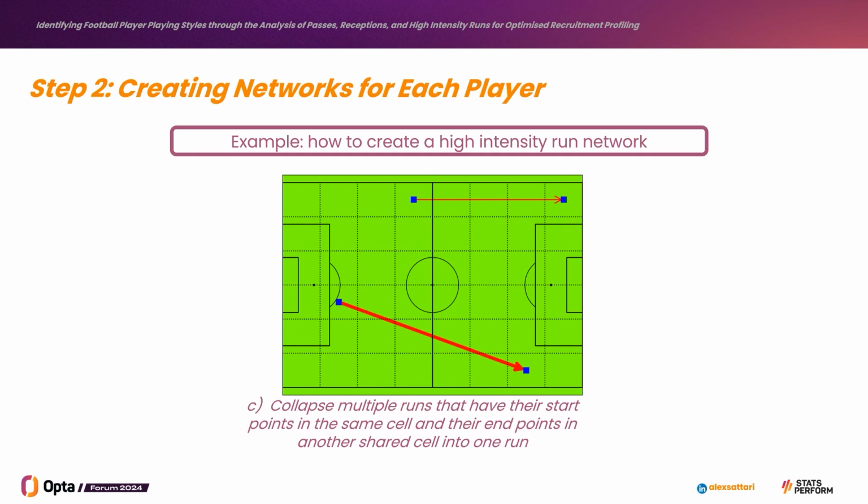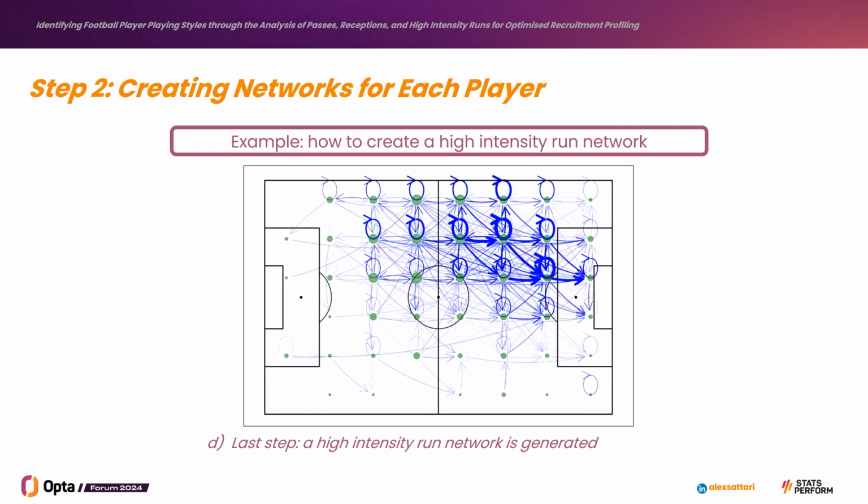Then what we do is collapse all the runs into one vector if they share the same initial and the same ending cell. And the thickness of the arrow shows how many runs are in those connections. For example, the bottom shows a thicker arrow because there were 2 runs between the corresponding cells. And then we keep adding more and more runs into this. Then we come up with something like this, which is, for example, the in-possession high-intensity runs of a player. It shows that he does a lot of forward runs into the left half space and diagonal runs into the box as well.